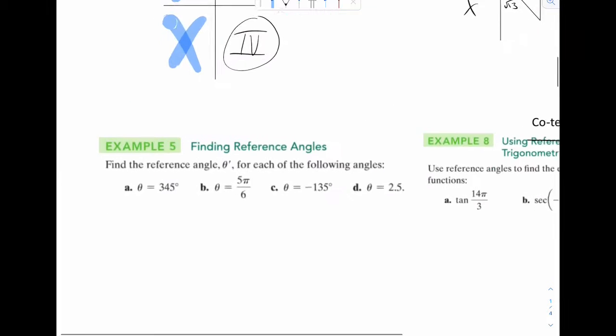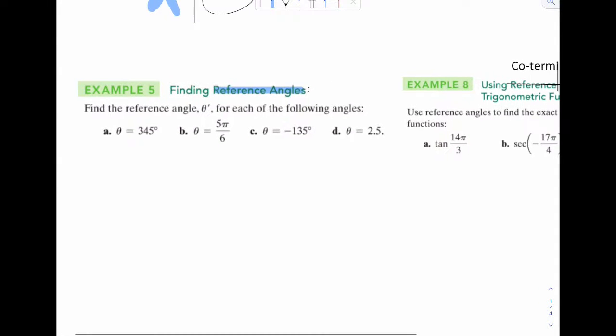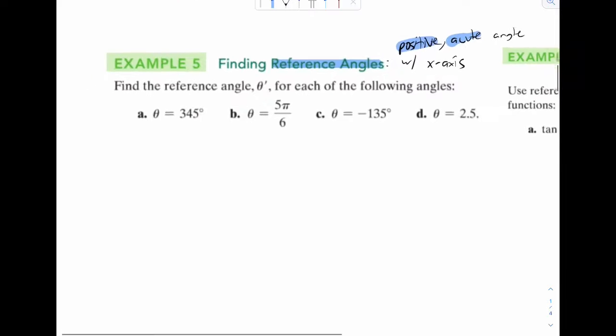Okay, 2 more examples. Reference angles. Hopefully that is somewhat familiar. You probably forgot how to do this. So the definition of this reference angle, it's quite simple. It's simply the positive acute angle with the x-axis. So the 2 key things here, positive and acute. As long as you got that, you're good to go.